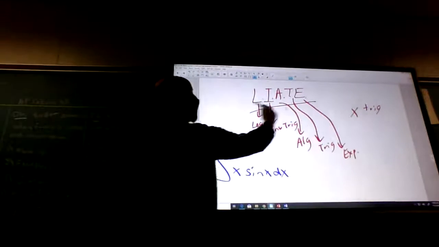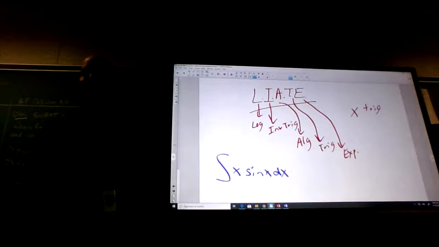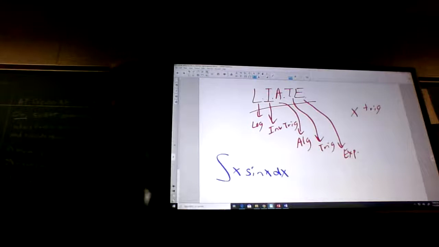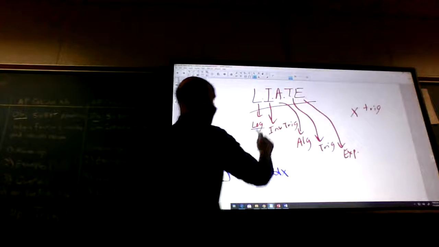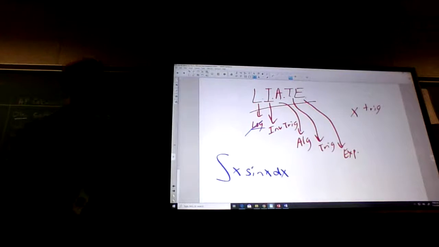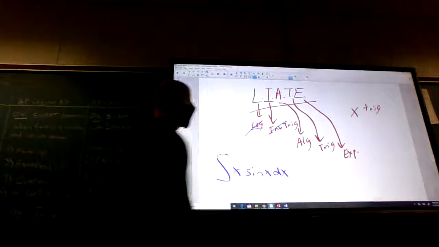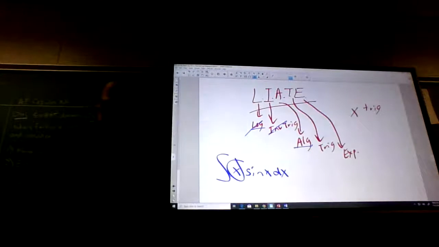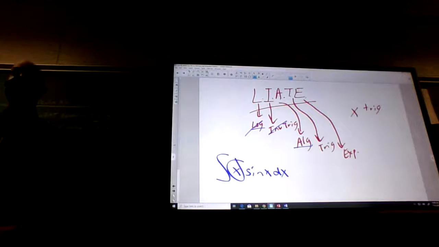You go through these letters, and the first one you see that's in this is what you let u be. So when I go through this, let's see, are there any logs? Nope, no logs. Are there any inverse trig? Nope, no inverse trig. Is there an algebraic one? Oh, yes, right there. That's why I let u equal x.